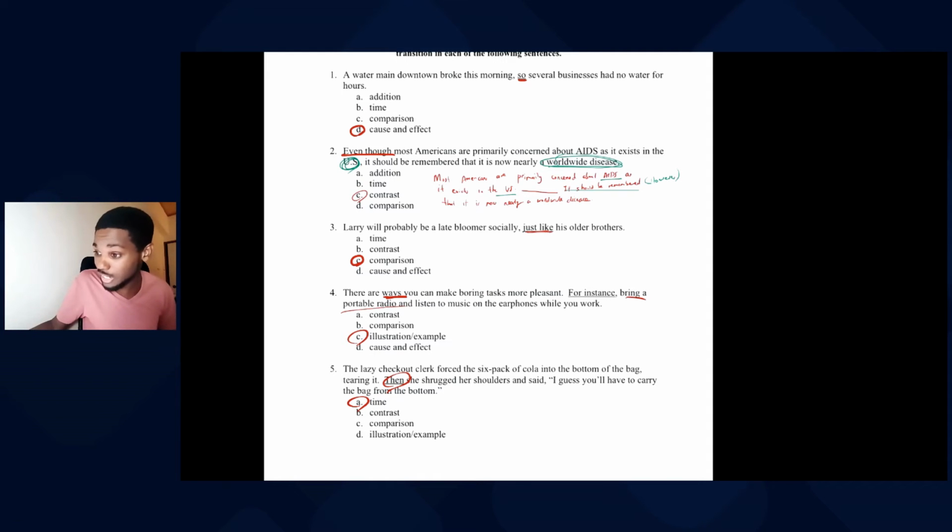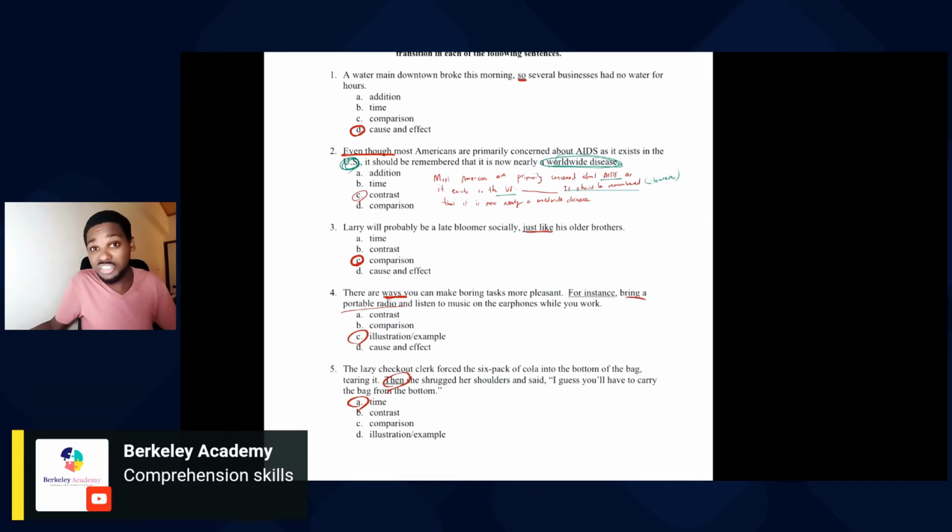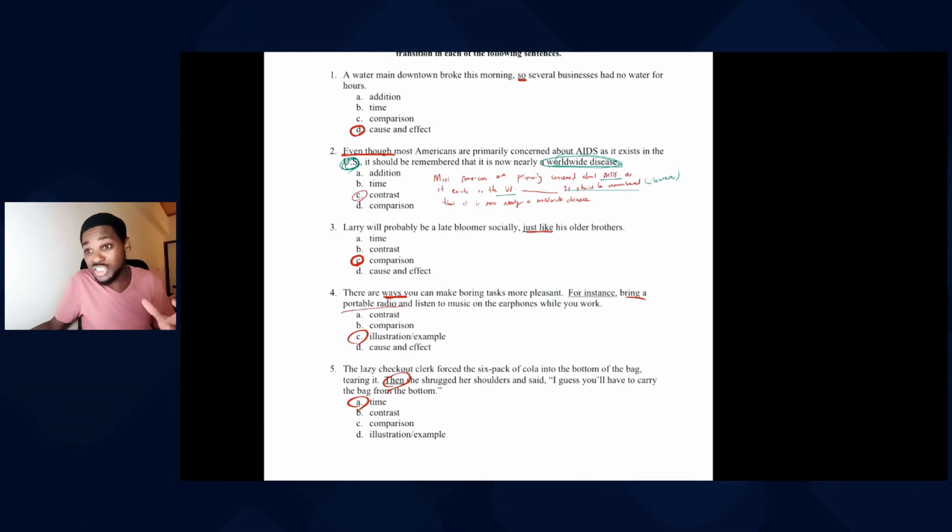So as Berkeley Academy puts it, comprehension skills. You can better understand a passage if you know how the ideas connect to one another, if you know the relationship between the ideas. Right? And of course, it helps with your own writing because if you want your ideas to flow smoothly, you need to connect your points with transitions.